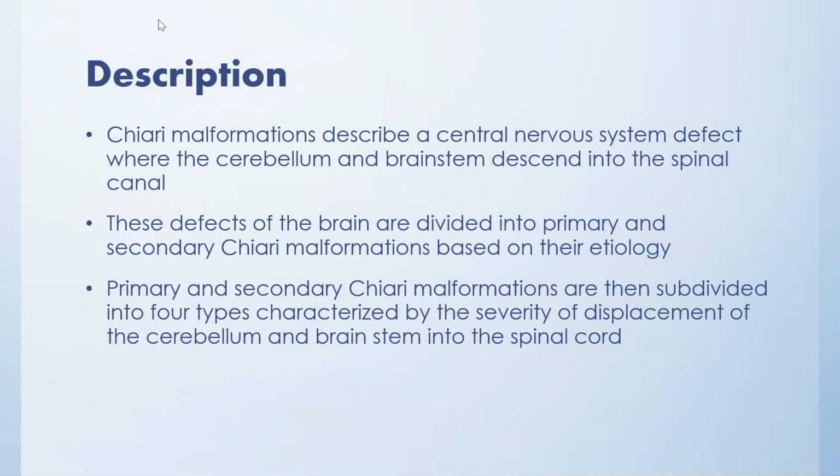Chiari malformations describe a central nervous defect where the cerebellum and brainstem descend into the spinal canal. These defects of the brain are divided into primary and secondary Chiari malformations based on their etiology. Primary and secondary Chiari malformations are then subdivided into 4 types characterized by the severity of displacement of the cerebellum and brainstem into the spinal cord. Patients are frequently asymptomatic in the early stages of these malformations and may not present with any life-altering issues until later into adolescence or even into adulthood.